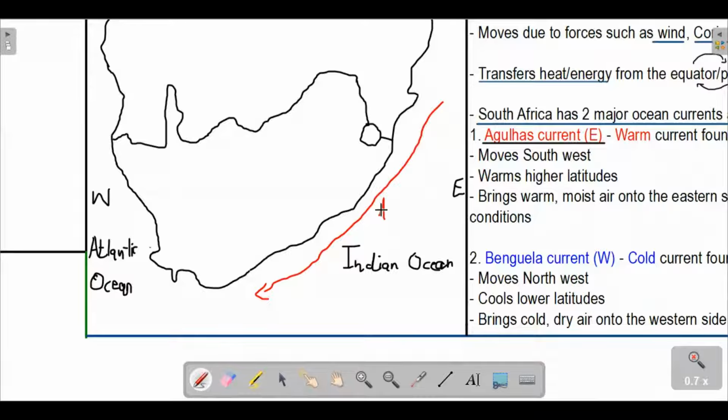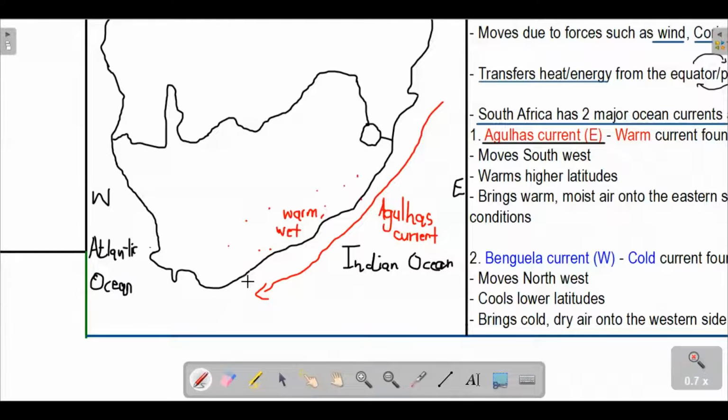This is the Agulhas current. It's found on the eastern side, guys. It is warm. It brings warm water, which also affects the air, so the air also becomes warm. It brings warm and wet conditions on the eastern side of the country. The reason you have a lot of rainfall on this side is partly because of this warm Agulhas current on the eastern side.